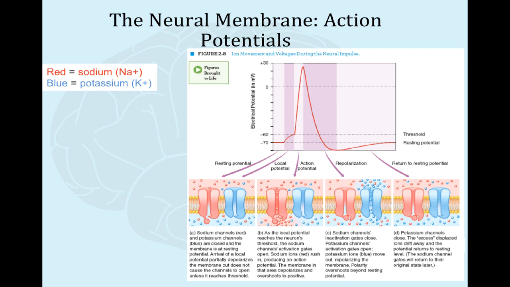So let's walk through the different stages. In red, we can see the sodium ions. In blue, we can see the potassium ions. At the very start, we have just the resting potential, so no activity, and we know that the neuron is going to be negatively charged, and we know that the sodium channels are closed, potassium channels are also closed.